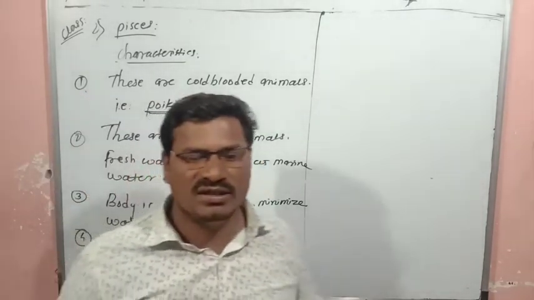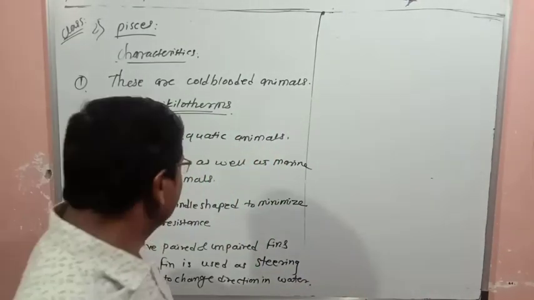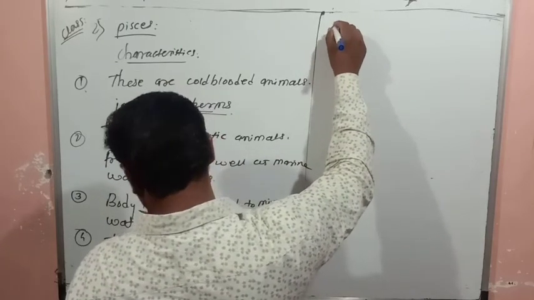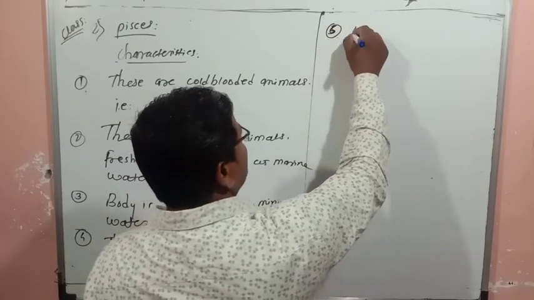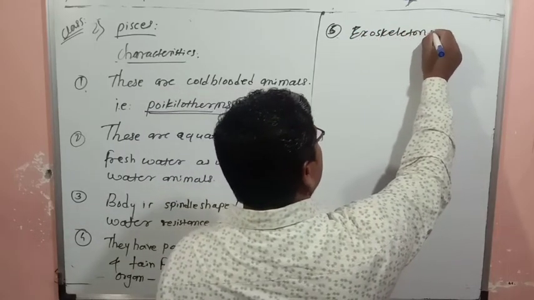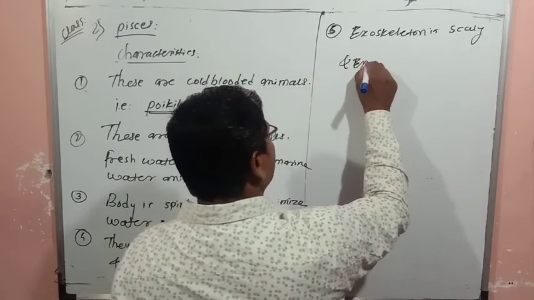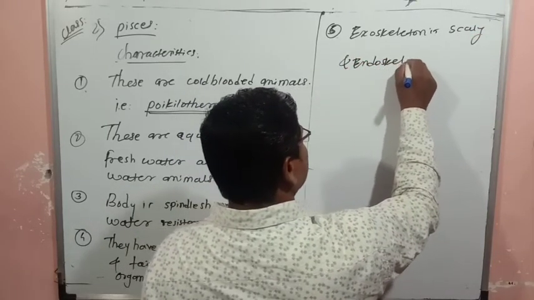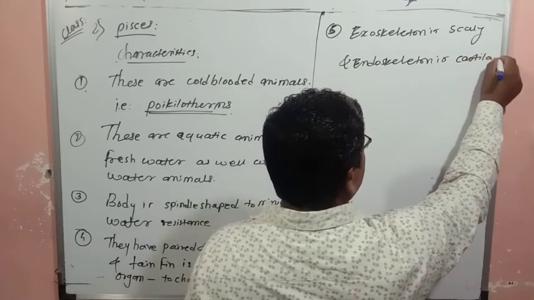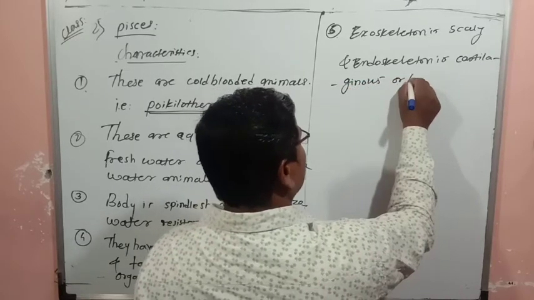The fifth characteristic is that the exoskeleton is scaly and the endoskeleton is cartilaginous or bony.